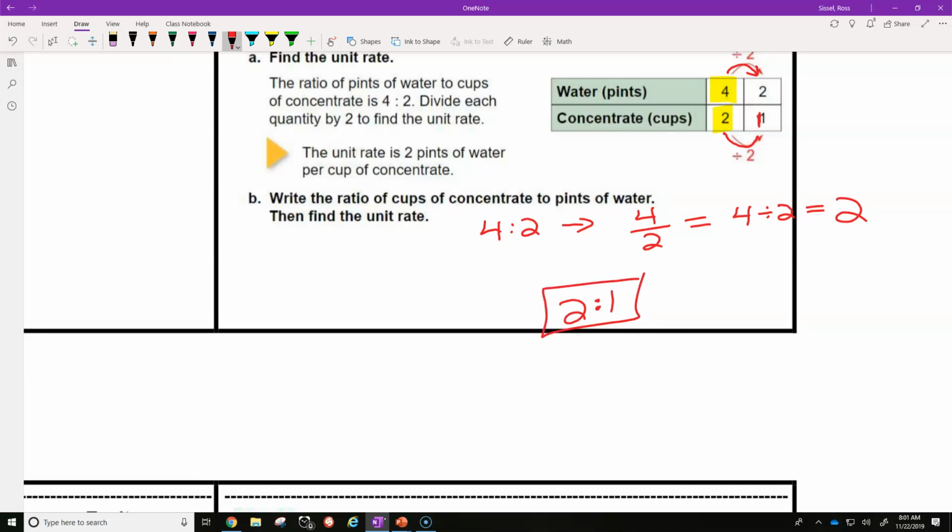Mainly, every 2 pints of water, I put in 1 cup. I'm sorry, 2 pints of water, I put 1 cup of concentrate. Okay? We're trying to get it down to 1 unit every time.